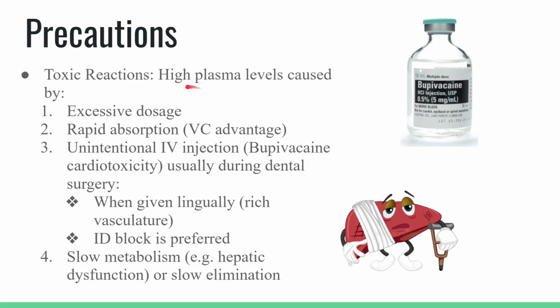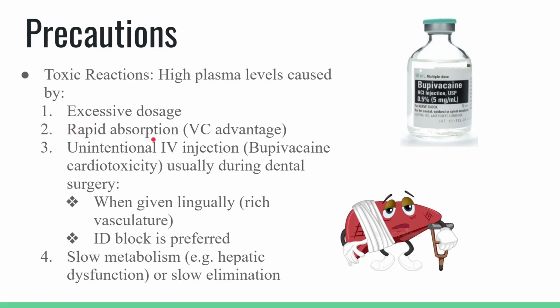This increase in the plasma level of the local anesthetic is caused by multiple things. One of them is excessive dosage. If you give the patient a dose that is very high, this means that there's going to be a very high peak level of the drug in the plasma, which is going to cause toxicity.